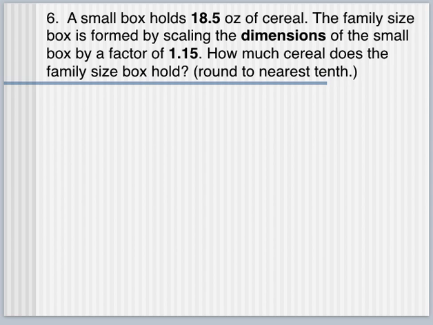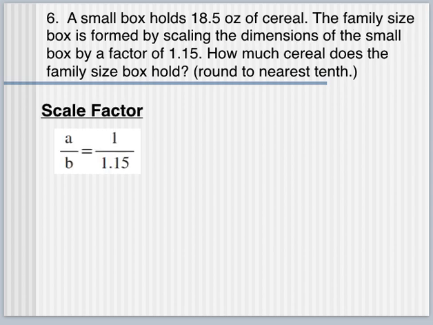So first we need to figure out what sort of measurement we already have both pieces of the ratio for. We have an 18.5 ounce number. Ounces is weight, so you could say that's really volume. So they have one volume number and no other volume numbers. However, they do tell us that the dimensions or sides of the small box is increased by a factor of 1.15 to create the sides of the larger box. So in other words, we could say that they're telling us the scale factor is 1 to 1.15.